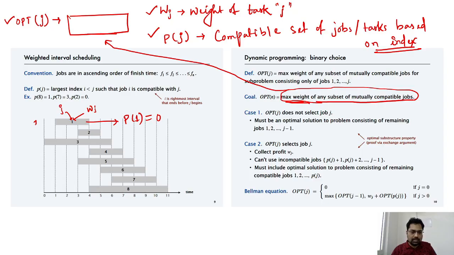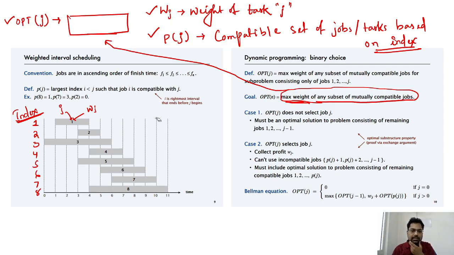Index means let us take this as the first index, this is the second index, third index, fourth index, fifth index, sixth index, seventh and eighth index. Based on the index, we will be comparing. This is our index. Index wise we will be comparing. Then P of J, which is 1, is 0 now.